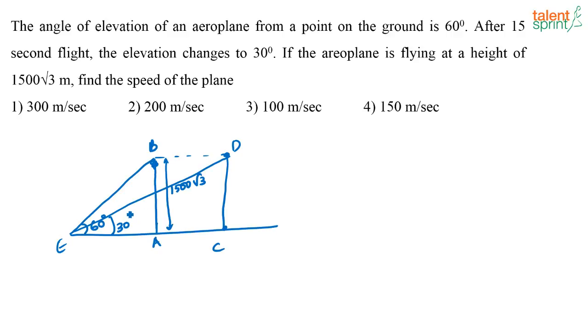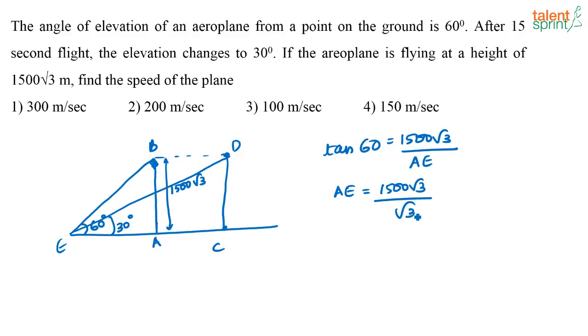Now what is tan 60 here? If you consider this triangle ABE, what is tan 60? Tan 60 is equal to 1500 root 3 divided by this AE, or I can say AE is equal to 1500 root 3 divided by tan 60, which is root 3, or AE is equal to 1500. So now I know this length is 1500.